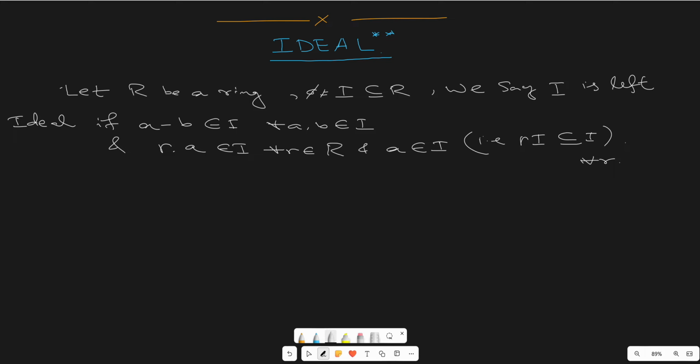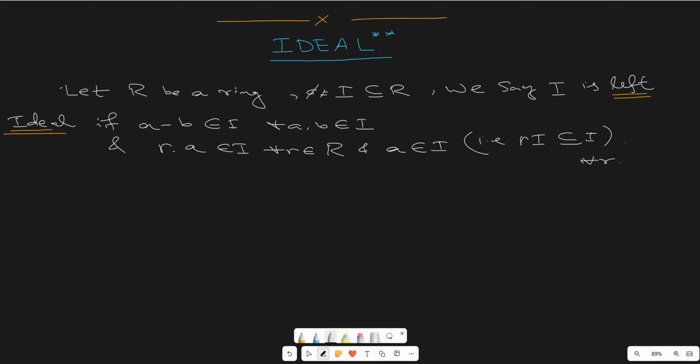Here a minus b means a with the additive inverse of b, and a minus b is inside I. Also, I am multiplying by r on the left side. This is left, this is right. Since r is on the left side, that is why this is called a left ideal. Similarly, you can define the right ideal.